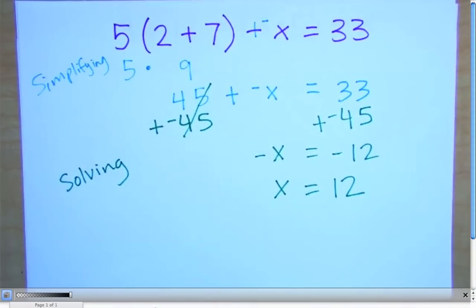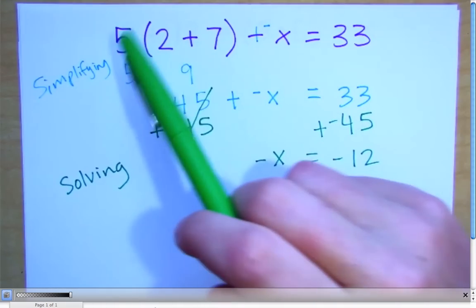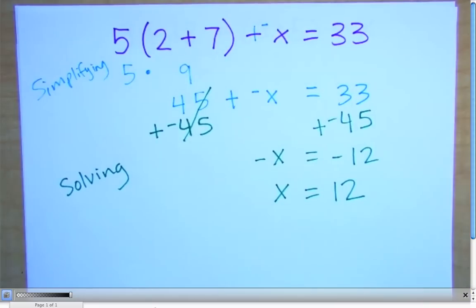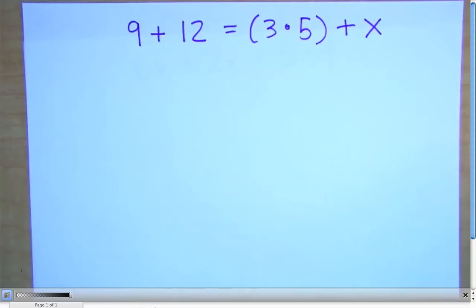Now the reason you want to simplify before you solve is it just makes things a whole lot easier to deal with. Having 45 instead of 5 times the sum of 2 and 7, it's just a lot easier to deal with. So let's look at another example of this. So here's another problem. So first step, again in my blue, I'm going to simplify. This time I have stuff on both sides I can simplify.